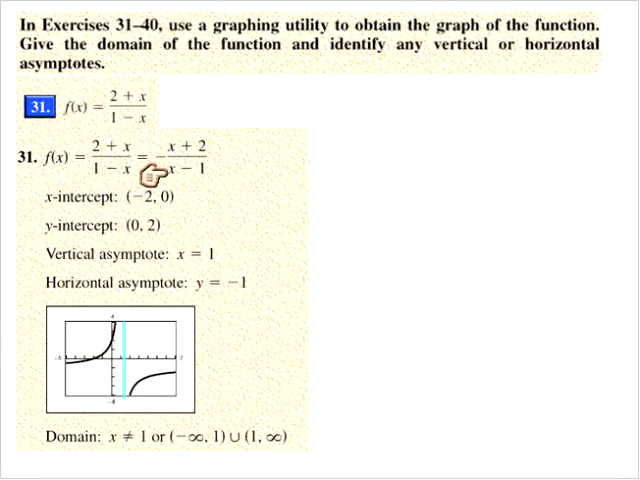And your horizontal asymptotes have that rule: if they have the same degree, then you take the leading coefficients. So you have -1 over 1. So you do have that horizontal asymptote of y equaling -1. And then your domain is very similar to your vertical asymptote, in that x cannot equal 1. So all real numbers except x equaling 1 for the domain.